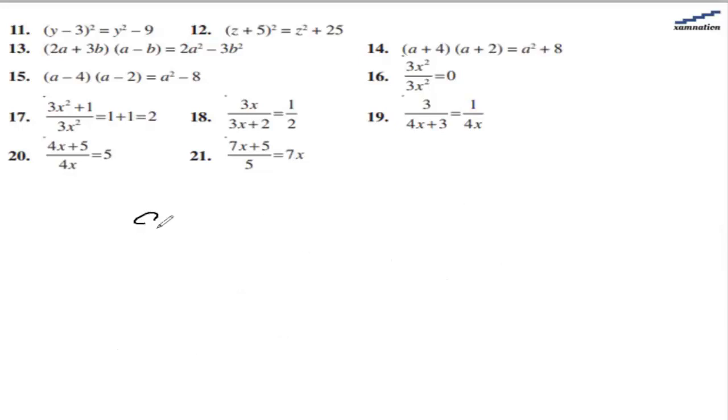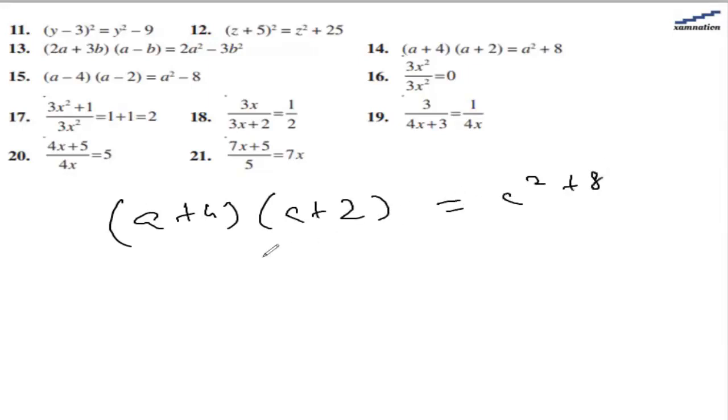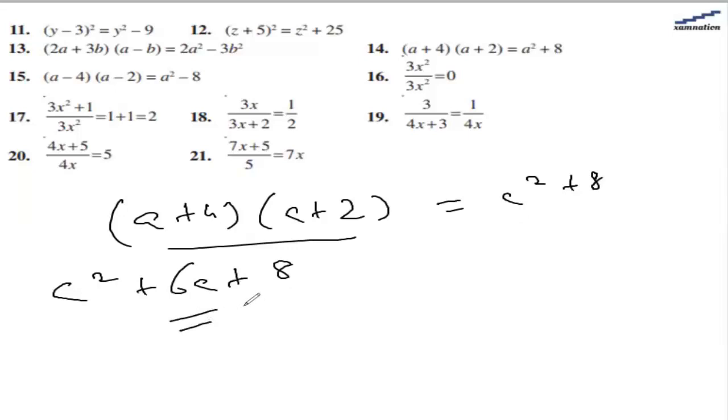In the 14th part, we have a plus 4, and that is getting multiplied with a plus 2. So let's calculate this left hand side. So this is a square plus 6a plus 8. And in the right hand side, we only have a square plus 8. So we need to add 6a.